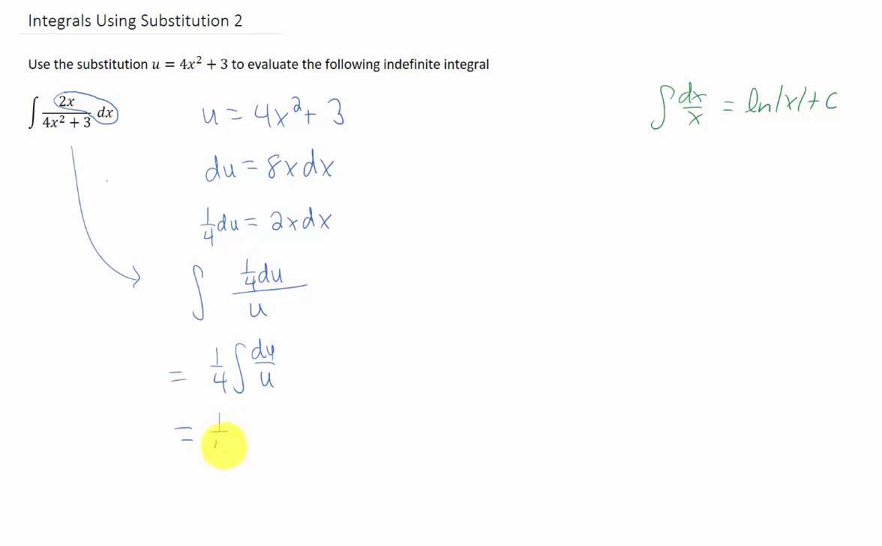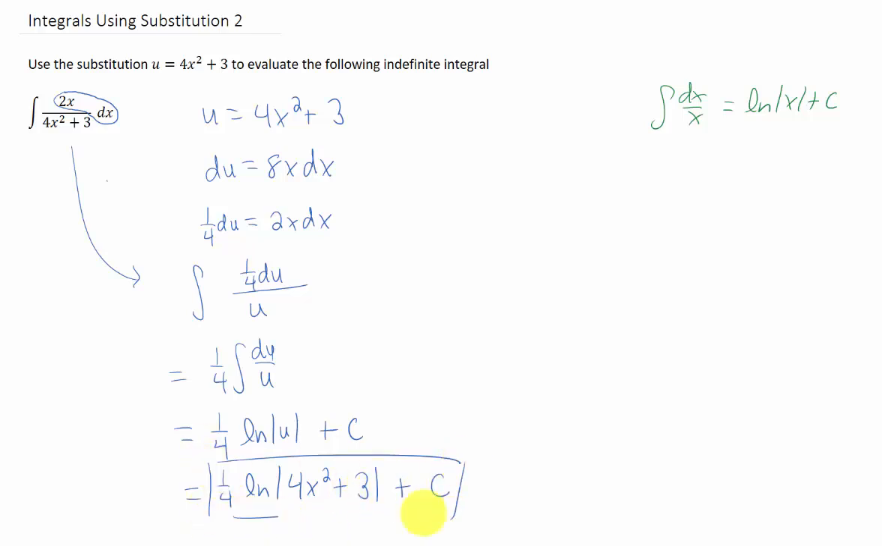So our answer is going to be 1/4 times the natural log of the absolute value of u plus c. We can then substitute back in what u is, and we get 1/4 natural log of 4x squared plus 3. Add a constant to that, and that answer looks great.